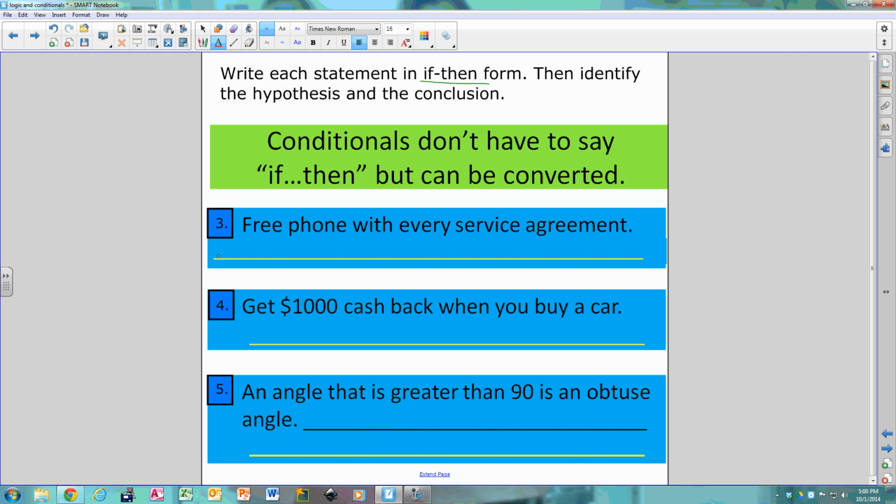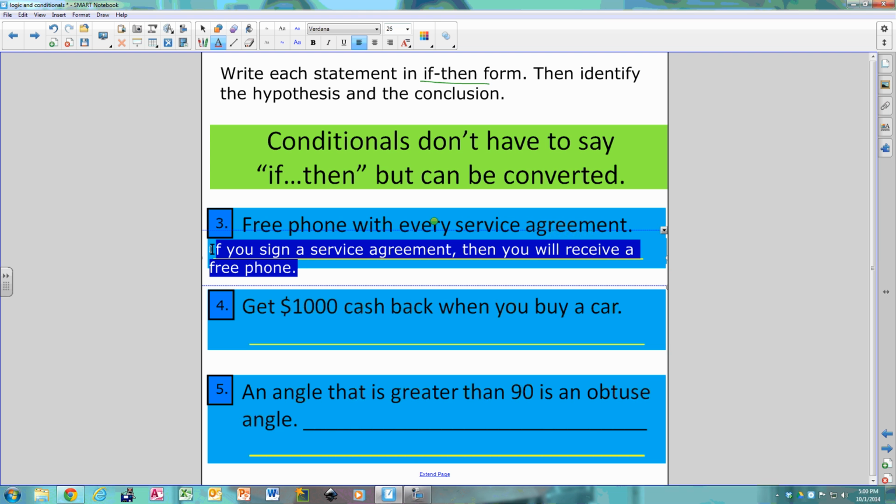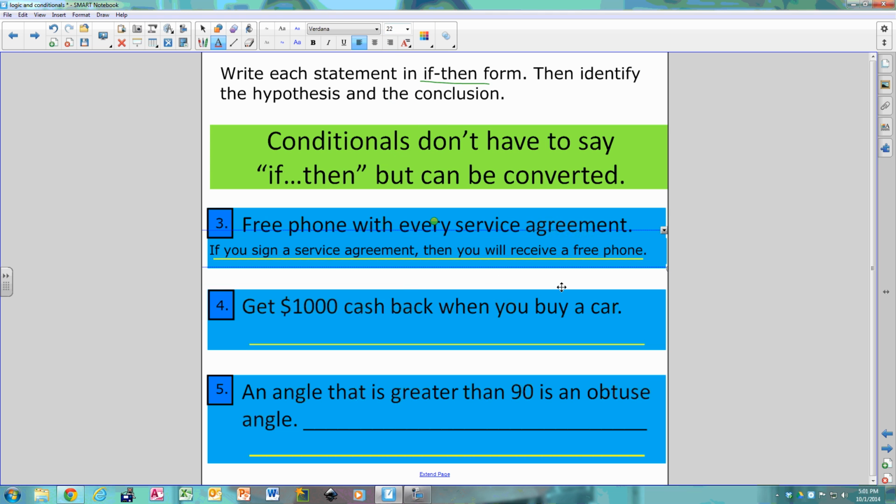Here we have: free phone with every service agreement. So we could say, if you sign a service agreement, then you will receive a free phone. Now it is in the form of if-then. They didn't say that you had to sign or receive in this free phone with service agreement, but we know this is what they mean.